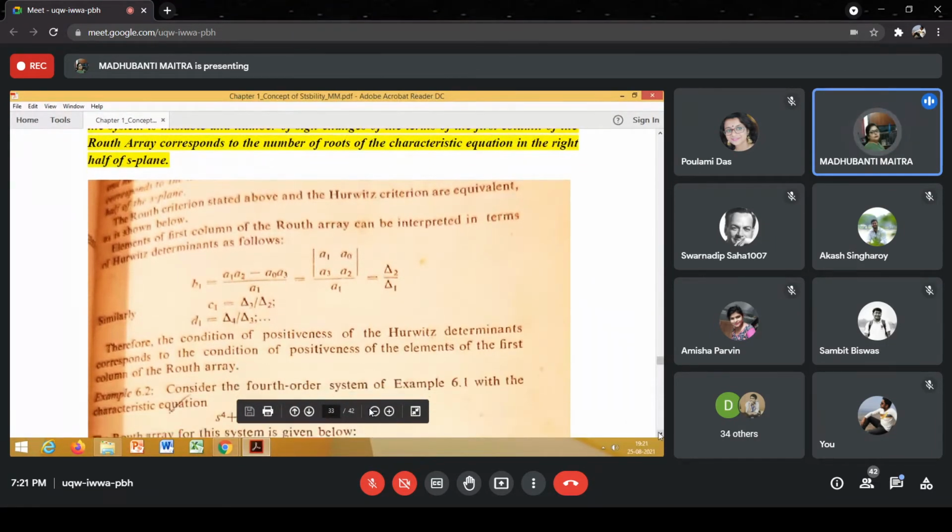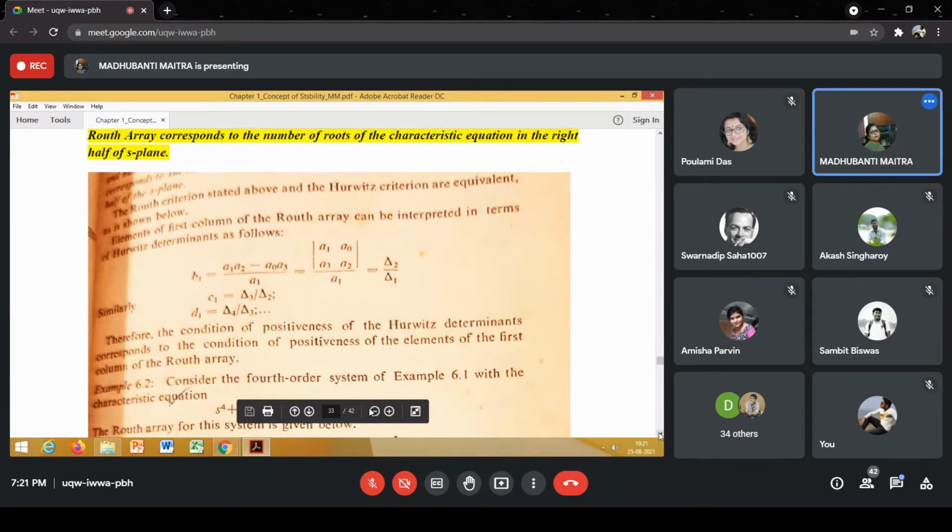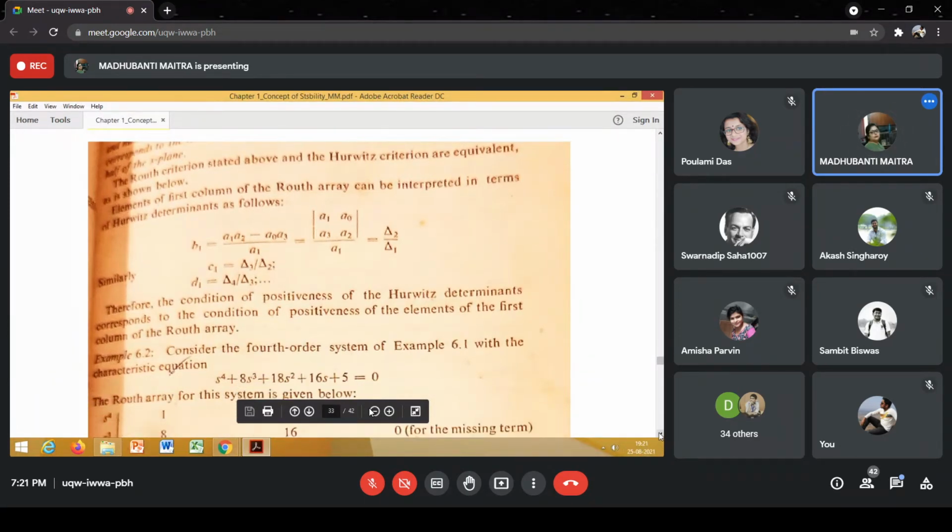Okay, so let's take this example. Simply a fourth order system. Consider a fourth order system given in this example, having a characteristic equation q(s) equal to s to the power 4 plus 8s cube plus 18s square plus 16s plus 5 equal to 0. Will you be able to compute the Routh array? Try to compute the Routh array. I'll help you.